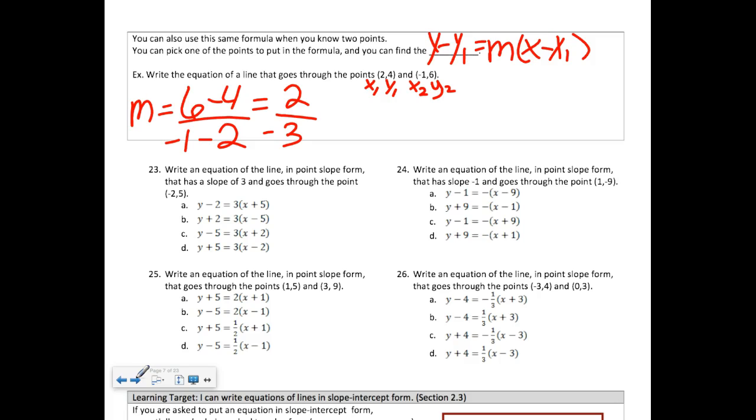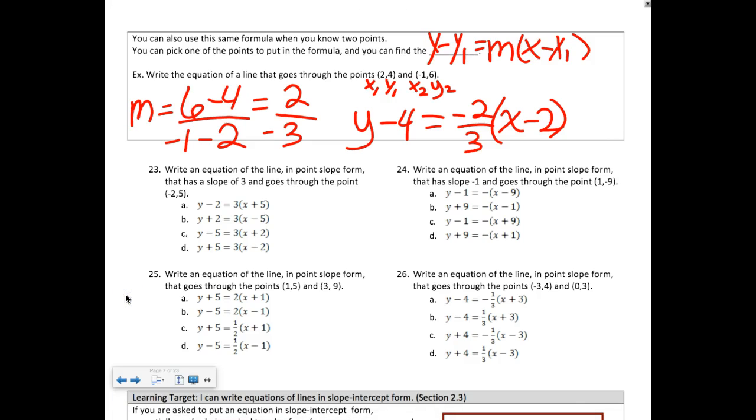And then after that, it doesn't really matter what point you use. I'm just going to use the first one. So I'm going to say y minus 4, our slope that we just found, and then x minus 2. If you find the wrong slope, is everything going to be wrong then? Yep. Okay. Can you guys do 25?